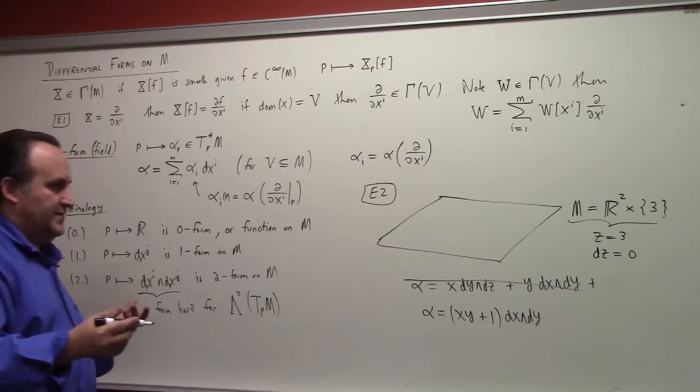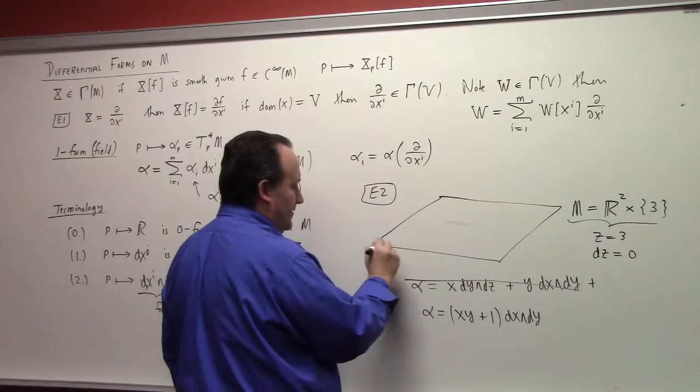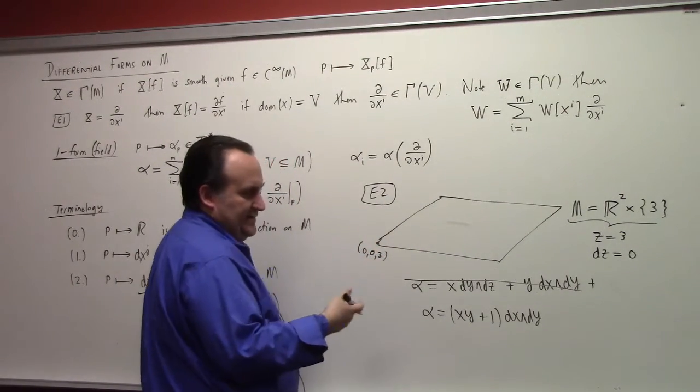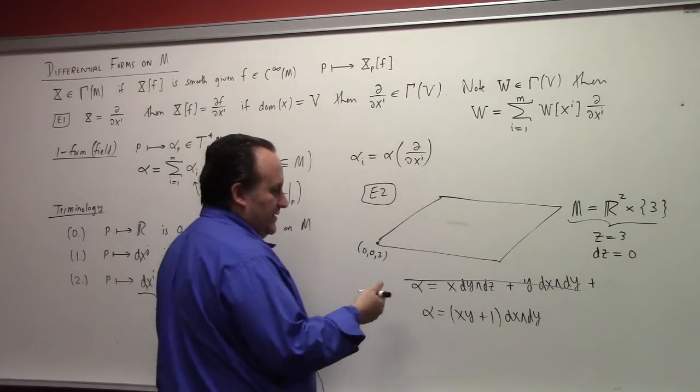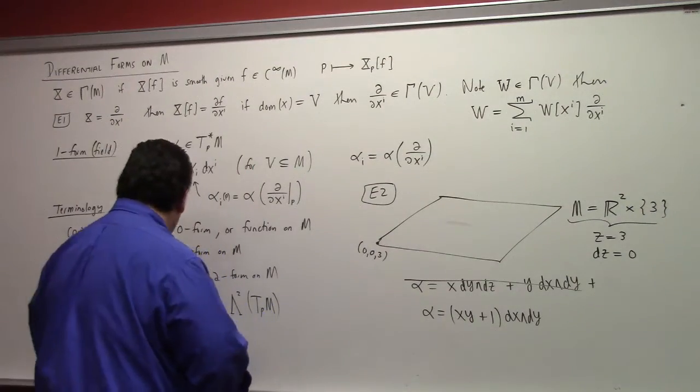You see, if I pick a different point, if I pick, for example, the origin, let me put the origin over here. If I pick the origin, in that sense, if I'm using x and y as coordinate charts, well, there I'd have alpha equal to what?